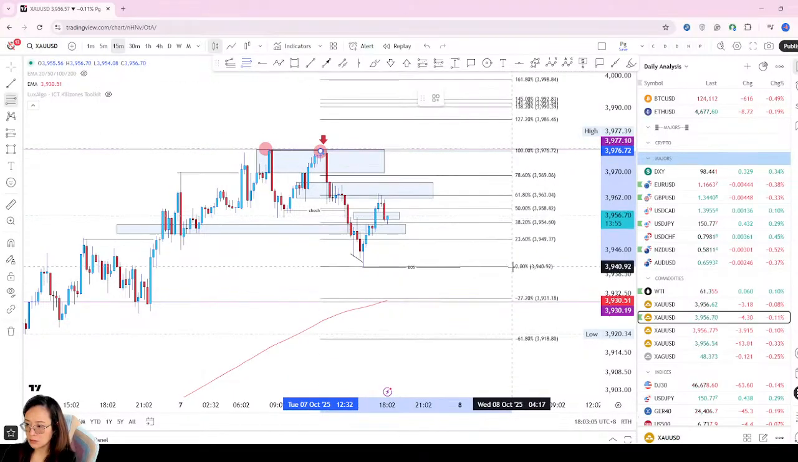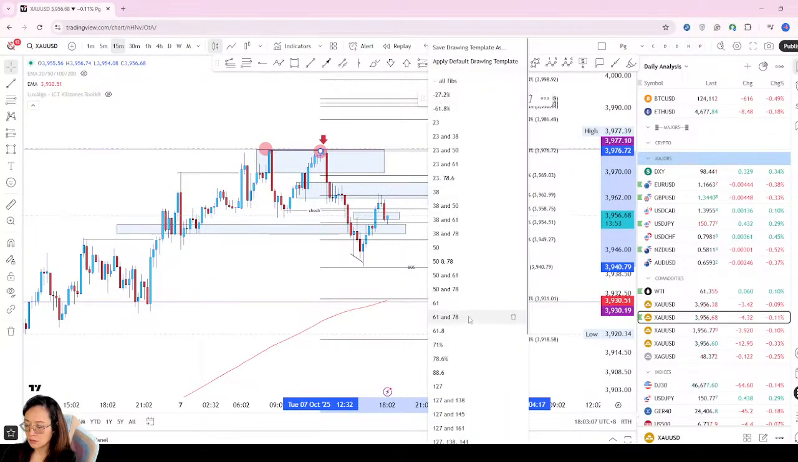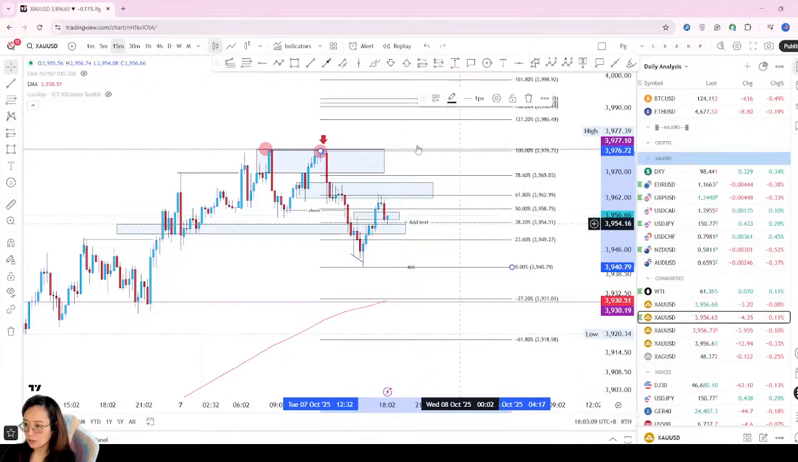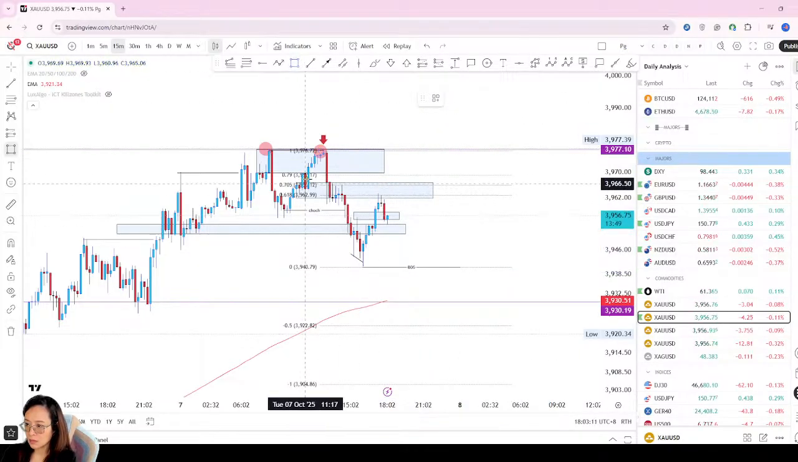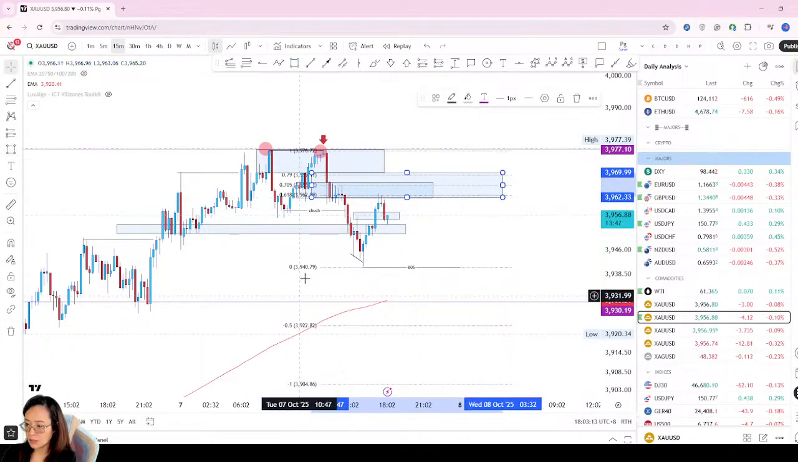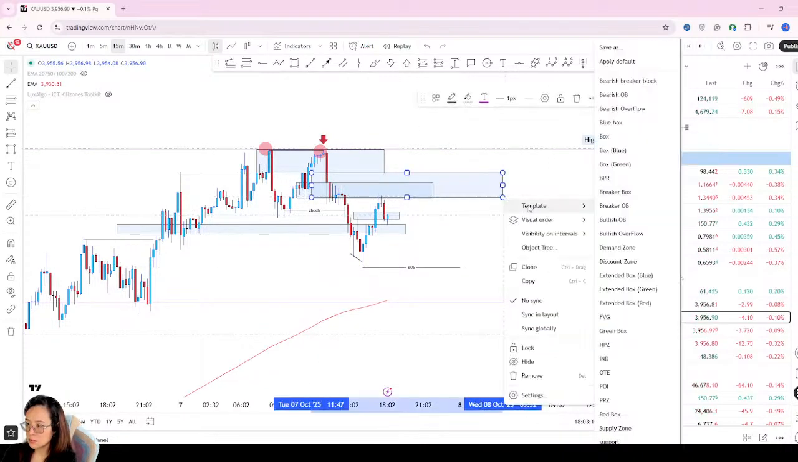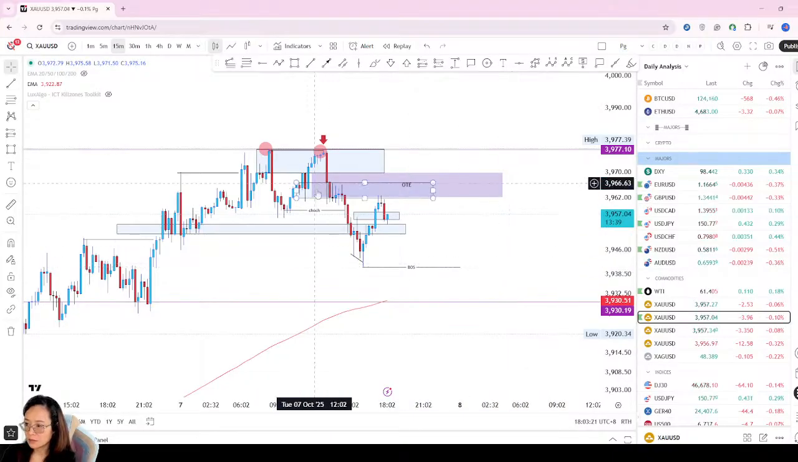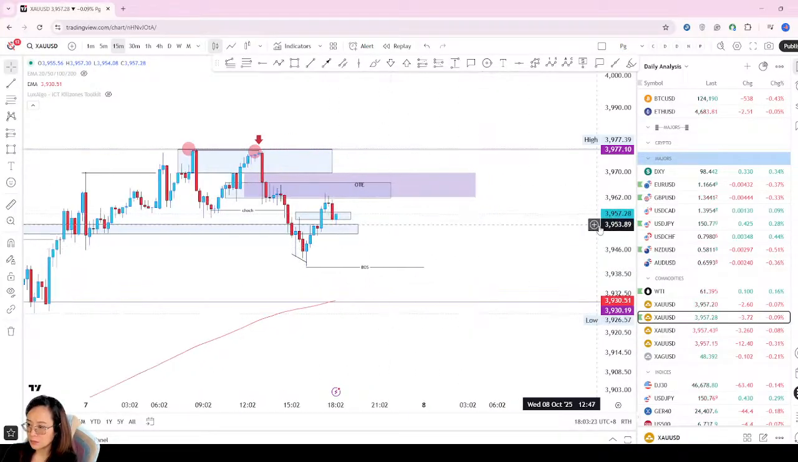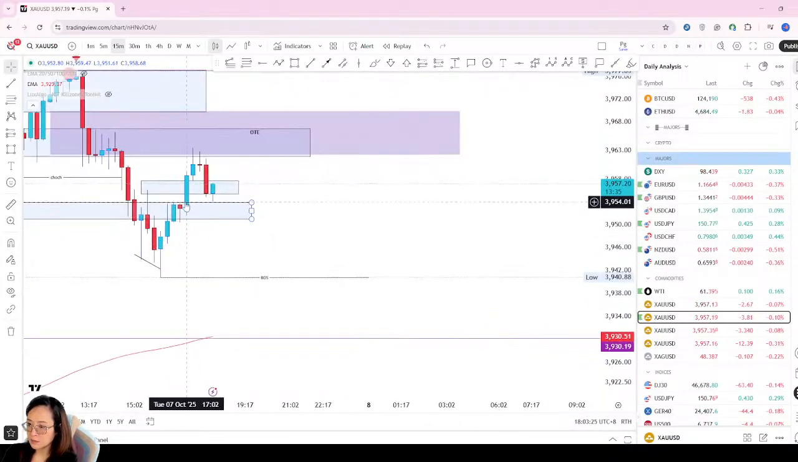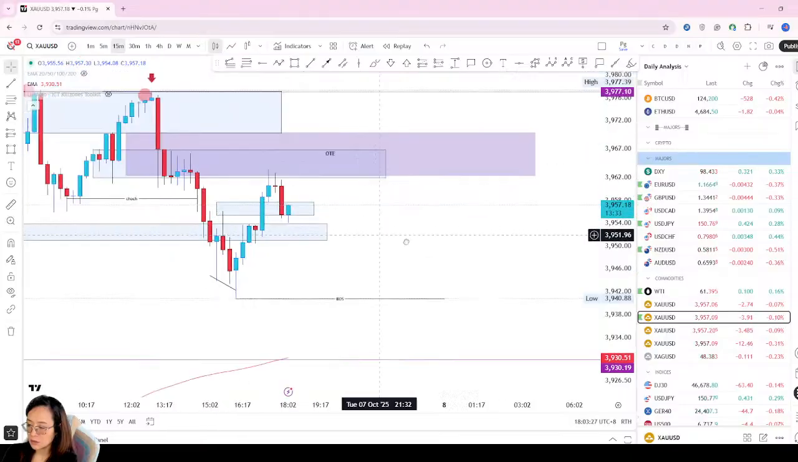OTE. If you want to sell, actually this is my sell zone. Okay, these are my OTE zones. The price goes into the zones. For scalping, price has almost touched and bounced off.